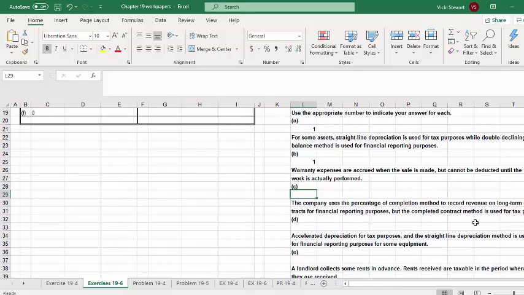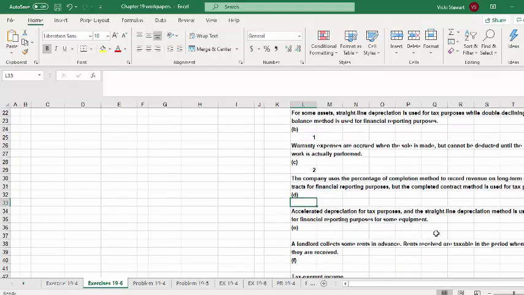C states the company uses the percentage of completion method to record revenue on long-term construction contracts for financial reporting purposes, but the completed contract method is used for tax purposes. So when we use the percentage of completion for financial purposes, we're going to be reporting revenue before we report it on the income tax return. So that's going to result in a deferred tax liability.